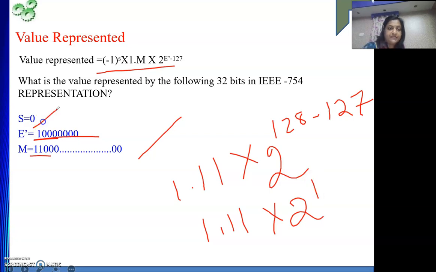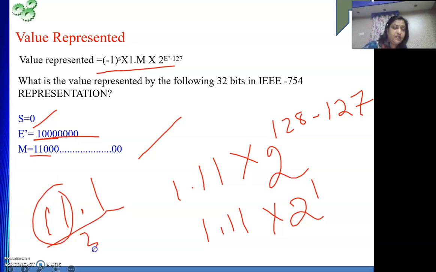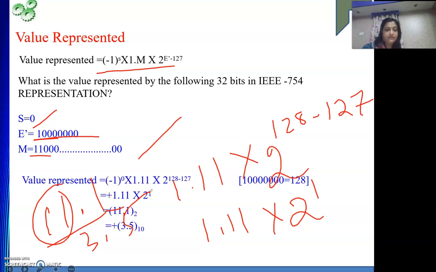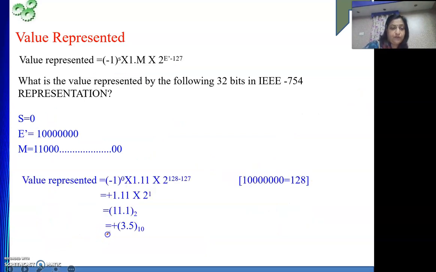Number is positive, s is 0, right? So I can write it as 11.1, right? So, what is the decimal of this? This part is 3. 0.1 means what? 0.5, right? So it is 3.5.